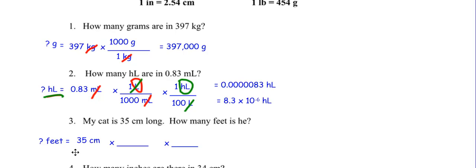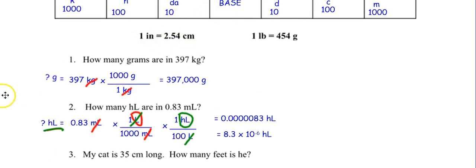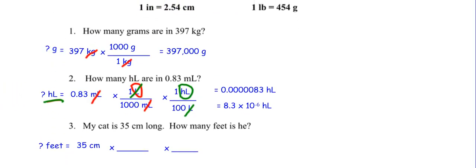All right, so I have centimeters. Do I want to go from centimeters to meters? Do I know anything about meters and feet? The answer is no. But what else do I know about centimeters? I also know that 1 inch is 2.54 centimeters. So can I go to inches? Would that help me? The answer is, well, yes. So I'm going to put the 2.54 centimeters on the bottom, 1 inch on the top, and I'm going to cancel out my units.